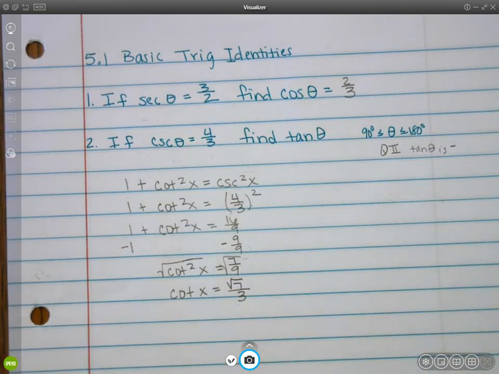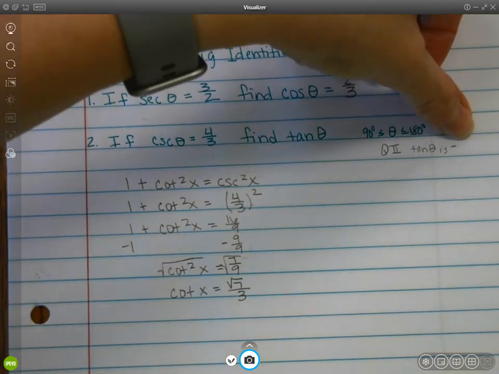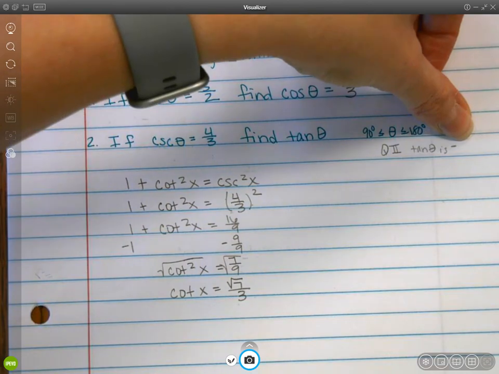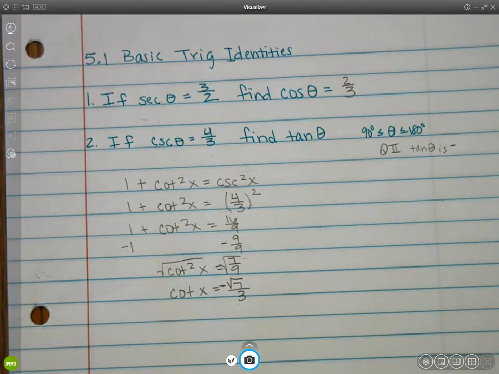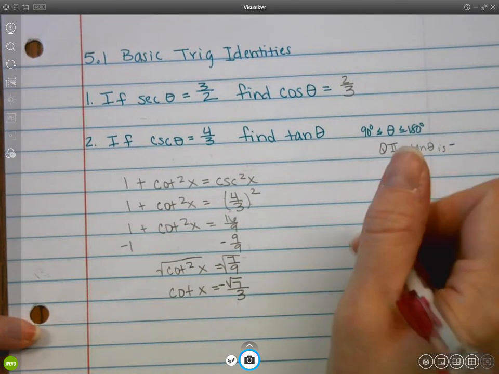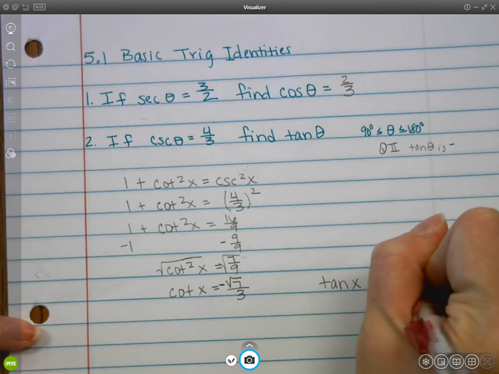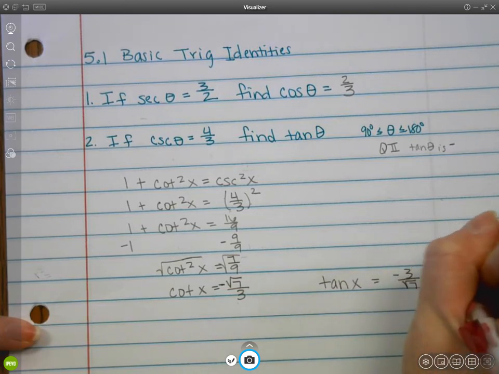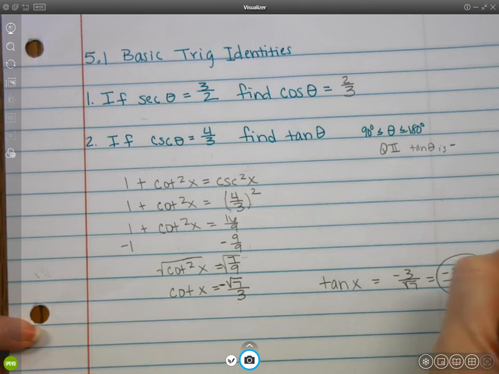I don't know the square root of 7, but I do know the square root of 3. I should put plus or minus on here, but I know that in this particular quadrant, tangent and cotangent are negative, so I just want the negative one. That's why I have to tell you the quadrant, otherwise you'd give me 2 answers. So if cotangent is negative square root of 7 over 3, then tangent is negative 3 over the square root of 7, and then rationalize the denominator, bring it to the top, drop the radical off the bottom, and you're done.